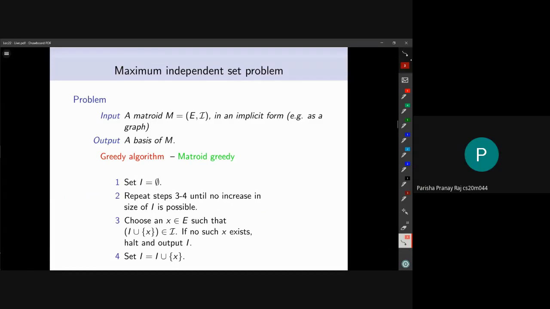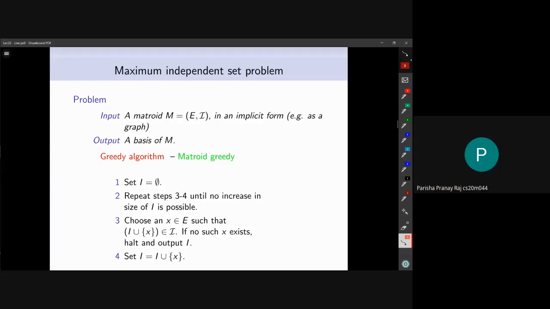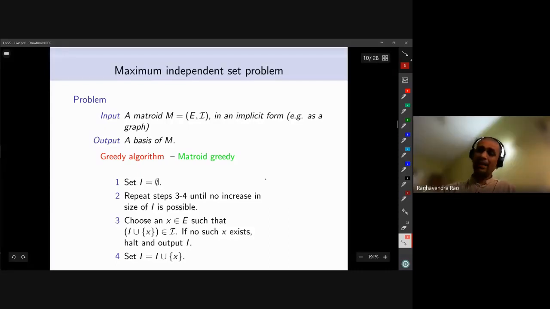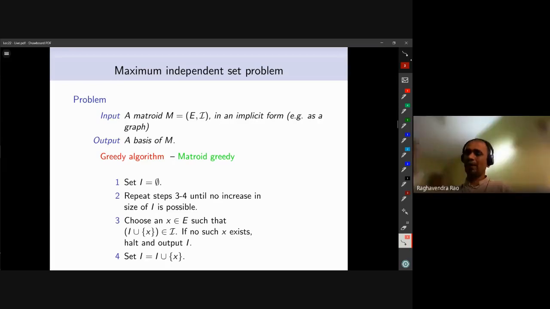Sir, should it be E or power set of E? Which one? Third step. So we are adding an element, one element at a time. So it's E. We're not adding a subset. So you're growing it element by element, right? So it should be E.